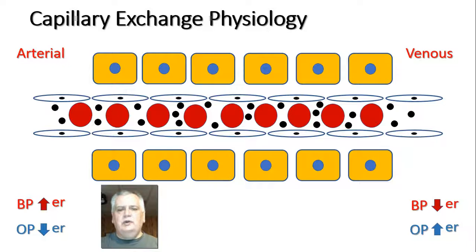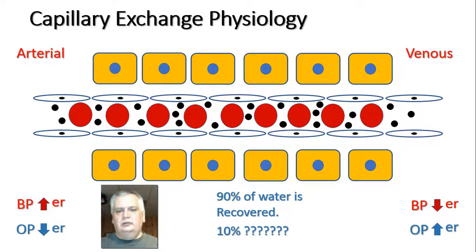Okay, so back to our diagram here. We take a look at the diagram. We ask ourselves the question of the water that squirts out on the arterial side, how much of that water is recovered on the venous side? And the answer to that question is about 90% of the water is recovered. Not all of it, and about 10% is not going to be recovered from the tissues.